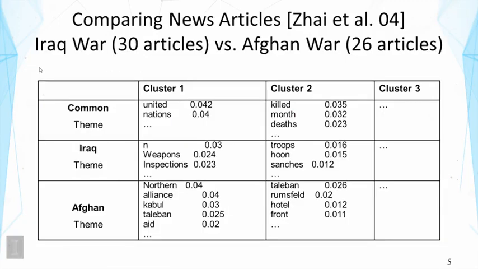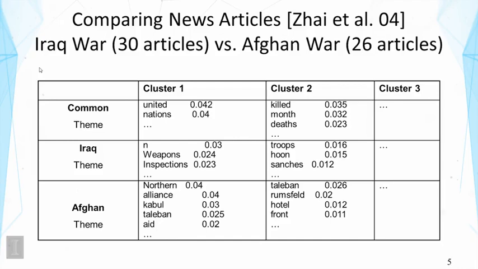So here are some sample results from using such a model, not necessarily exactly the same model, but similar models. On this slide, you see some sample results of comparing news articles about the Iraq War and the Afghanistan War. Now we have about 30 articles on the Iraq War and 26 articles on the Afghanistan War. In this case, the goal is to reveal the common topics covered in both sets of articles and the differences or variations of the topic in each of the two collections. So in this case, the context is explicitly specified by the collection.